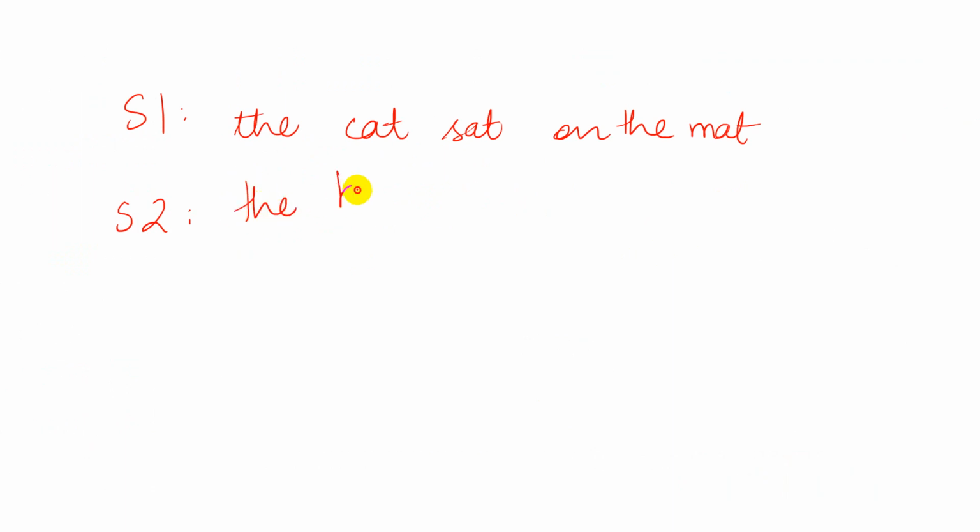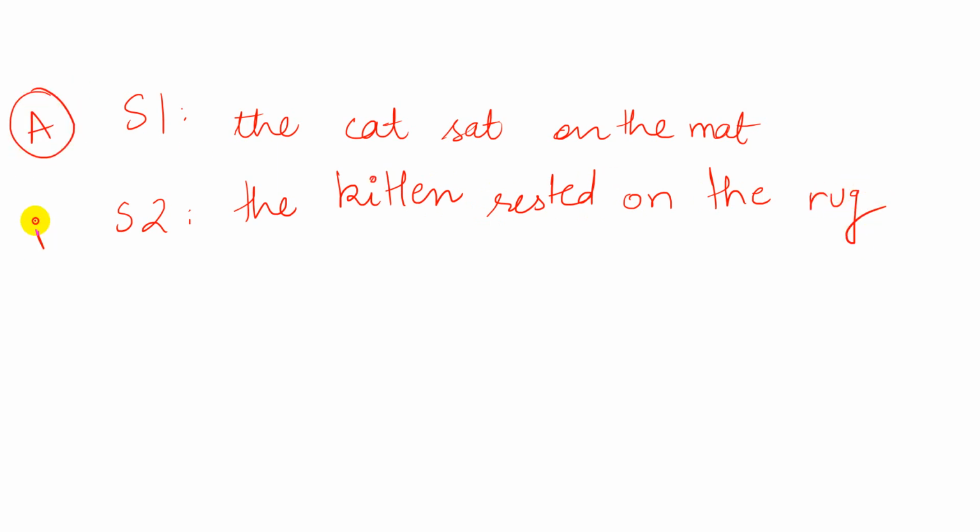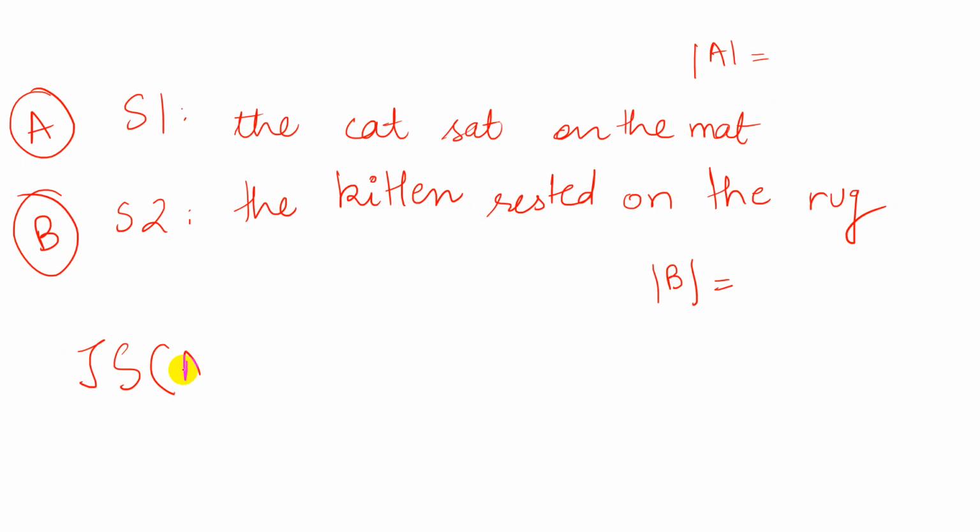The kitten rested on the rug. Can you compute the Jaccard similarity assuming that this is sentence A and this is sentence B? Only take the unique words into account. Write the formula and just let me know what value comes out. A intersection B upon cardinality of A union B.